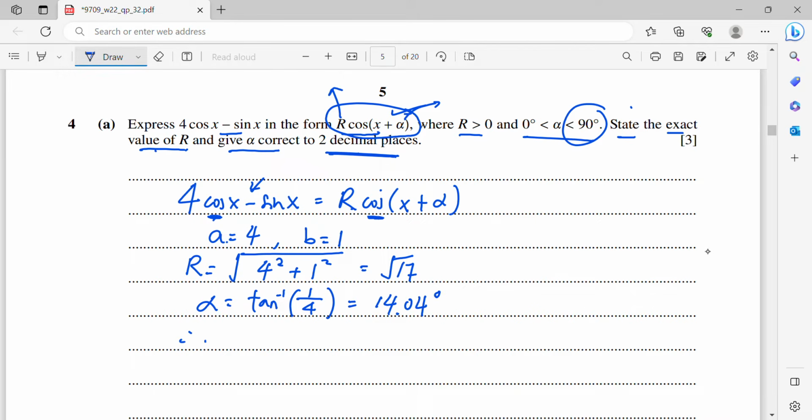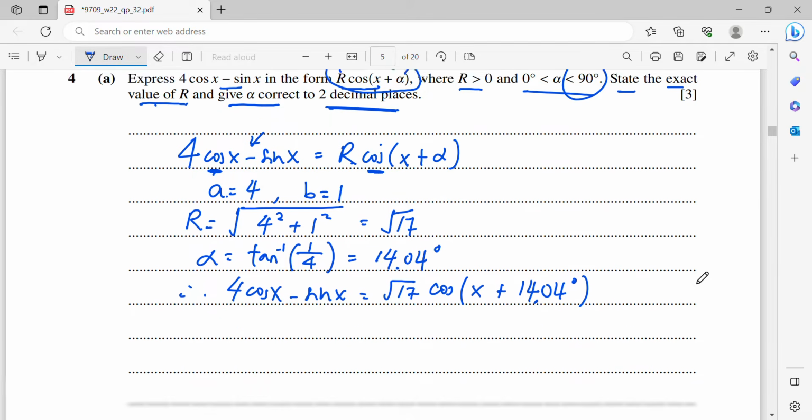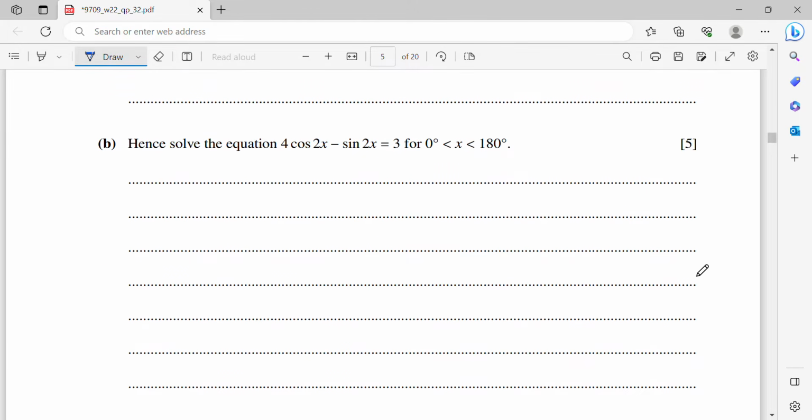So at last, 4 cos x minus sin x will be square root 17 cos(x plus 14.04 degrees). So that's the solution for 4a. Okay, now for b, hence.